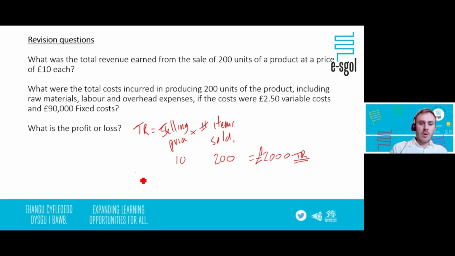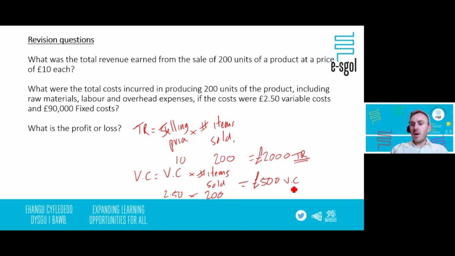Then you've got to work out your variable costs. So our variable cost in this one is variable cost per unit times by number of items sold. So again, now we can go for £2.50 times by 200 equals our £500. So now we can add those two together, gives us our total costs of 2,500.